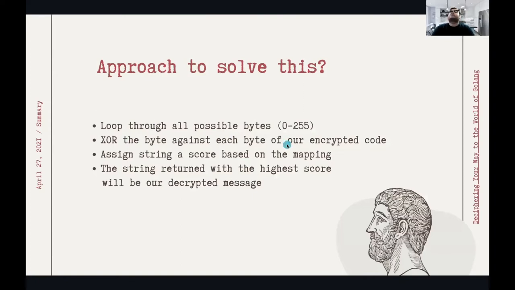And we need a score because we don't directly have the encryption key. We are going to assign a string a score based on the mapping. Mapping of what? Mapping of the frequency table. We are going to see that frequency table in that code. And what is that frequency all about? That frequency is all about how letters come up in the English alphabet. And the string that is returned with the highest score will be the decrypted message.